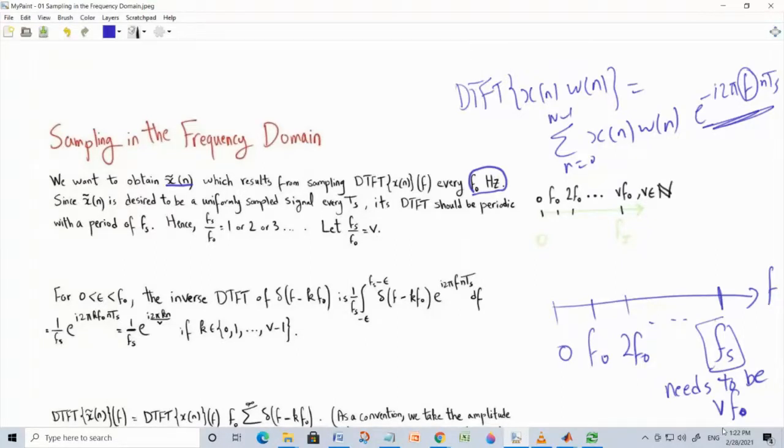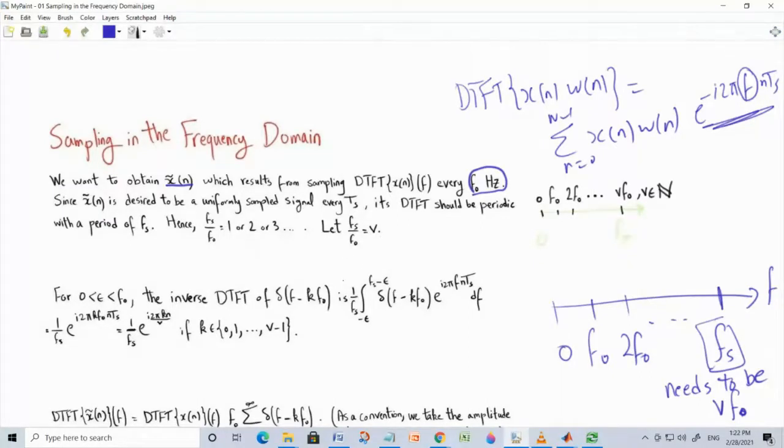Okay, so again, when you started sampling in the time domain, we do not care about this because your starting point is a continuous time signal that you sample. But now we have a discrete time signal in the time domain, and we are sampling its DTFT. And its DTFT is periodic, and we want to sample such that the periodicity is preserved. And so we need to have Fs equal to an integer multiple of F0. So Fs over F0 is equal to V, which can be 1, 2, 3, and so on.